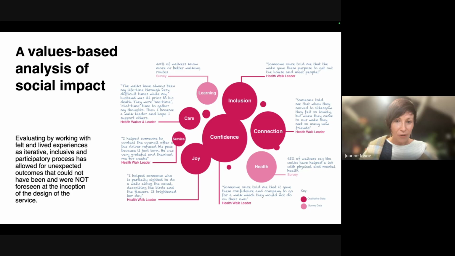And the really great thing about doing this bottom-up approach was that we actually uncovered a lot more social impacts than what was already getting measured or even expected. So you can see here in this visual, the light pink bubbles are what was originally being measured.